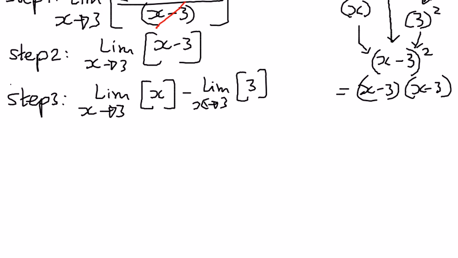In this fourth step, we can now start to substitute the value of x as equal to 3. In the first part of the expression, the limit of x as x approaches 3, we substitute x equal to 3, and then minus the limit of a constant, which is equal to the same number. Therefore 3 minus 3 simplifies to 0.